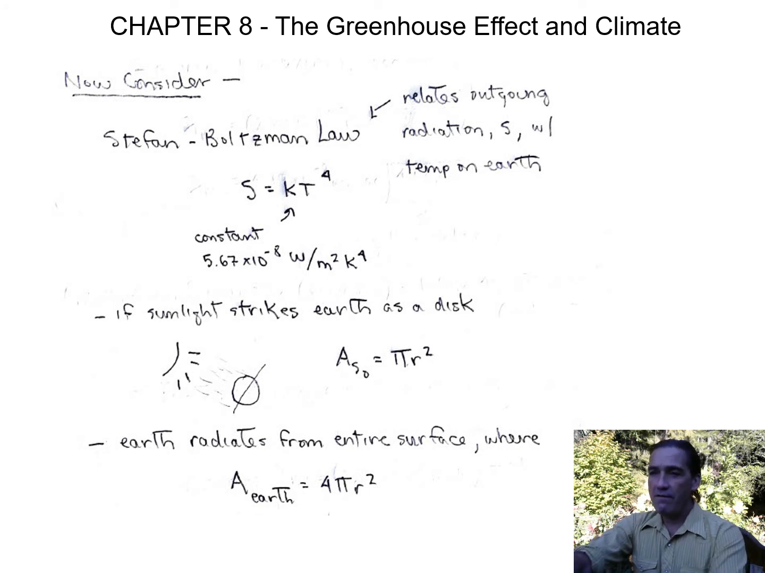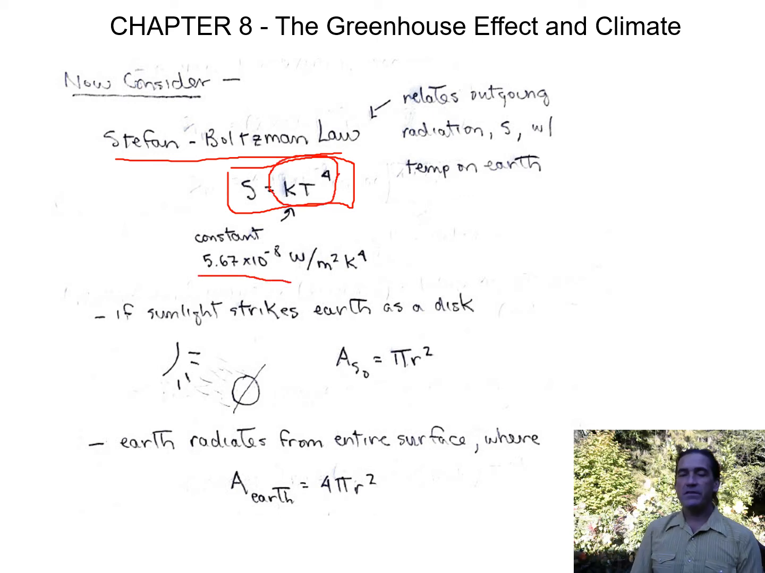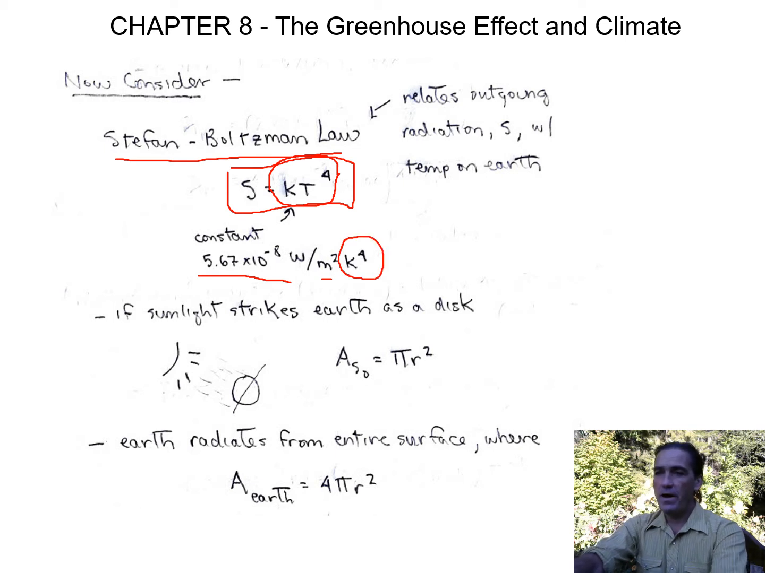So we have the Stefan-Boltzmann law, which relates the outgoing radiation with temperature. And we have a constant here of 5.67 times 10 to the negative 8 watts. So watts is going to be our power coming from the sun, entering the atmosphere, then leaving over a certain surface area, and then the constant to the fourth power.